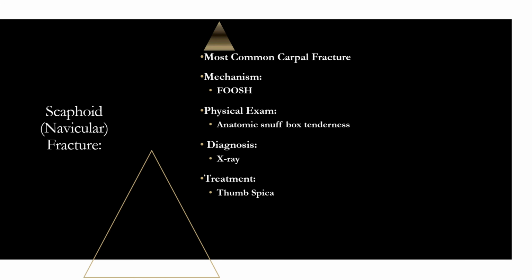And then surgery: if it's a displaced fracture or there's neurovascular compromise, surgical repair will be appropriate. Most cases, though, are going to be treated with a thumb spica splint. That's what you should generally remember about scaphoid navicular fractures.